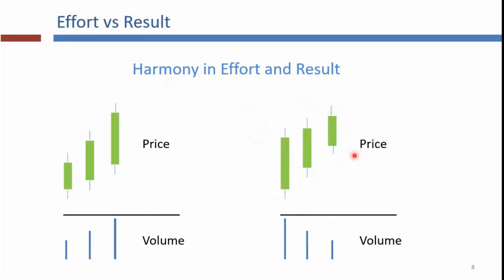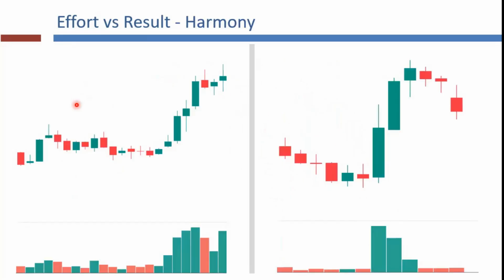Now let us look at these examples on a chart. This is a candlestick chart and this is the volume chart. Here you can see that price is increasing and volume is increasing. Now also look at the range of the candles. You can see that the range of the candle is also increasing. Therefore, it means that there is strong buying interest or demand interest in this price action.